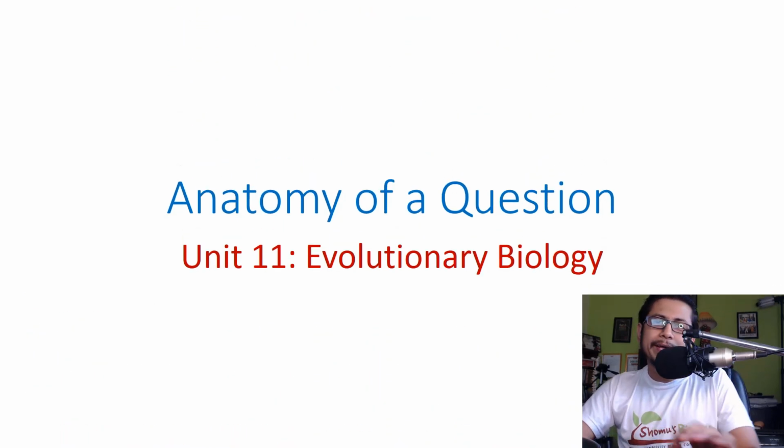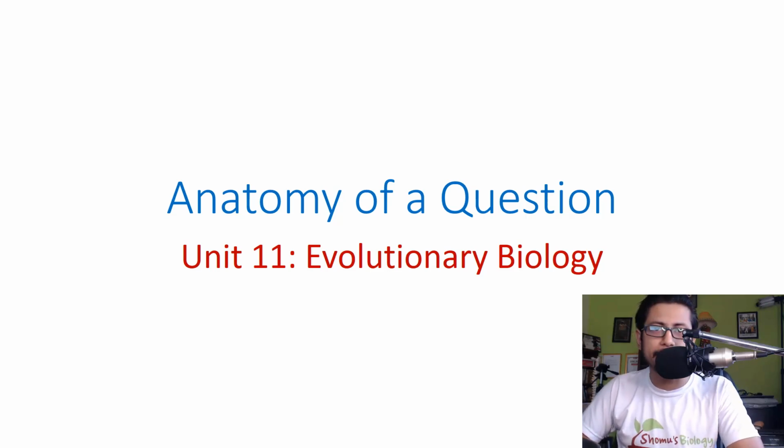So we are back with another season of this anatomy of a question, and this is all about unit 11, that is evolutionary biology. We've been talking about all the other units as well. For unit 11, evolutionary biology, people don't know what kind of questions are generally asked.